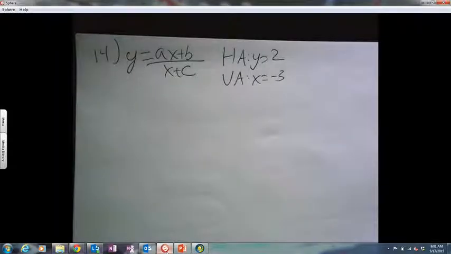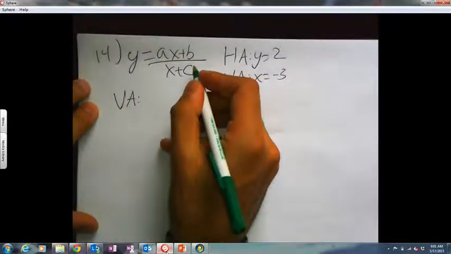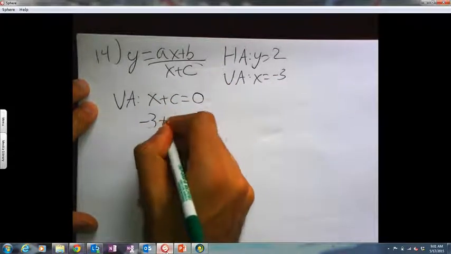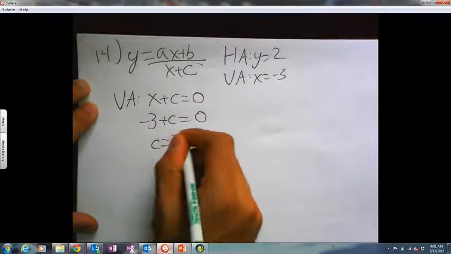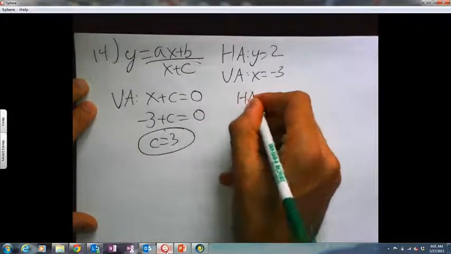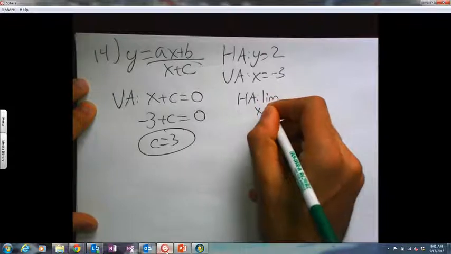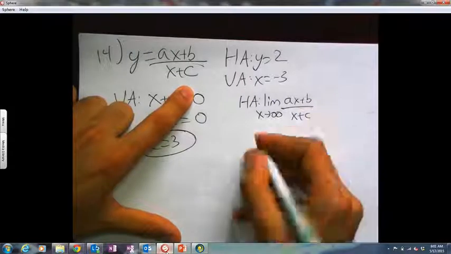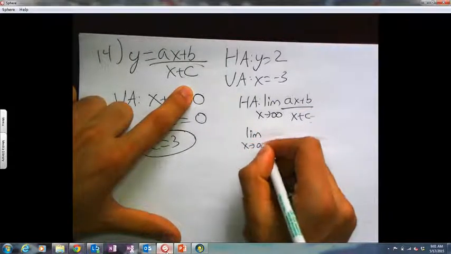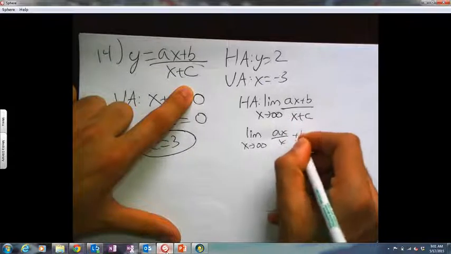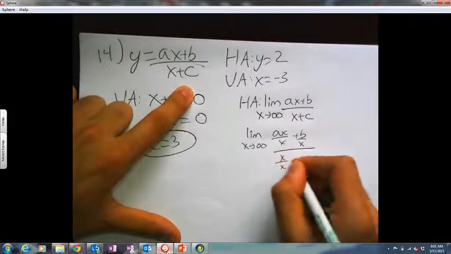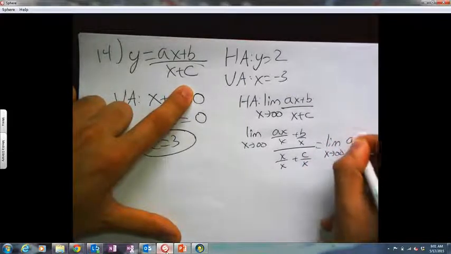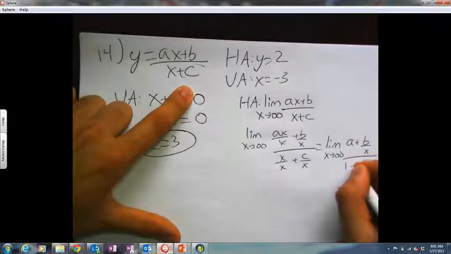So again, vertical asymptote, as we just said, downstairs equals 0. So when x is negative 3, the bottom equals 0. So c equals 3. Horizontal asymptote, limit as x goes to infinity, ax plus b over x plus c, the same as limit as x goes to infinity of ax over x plus b over x, over x over x plus c over x, same as limit as x goes to infinity of a plus b over x, over 1 plus c over x.